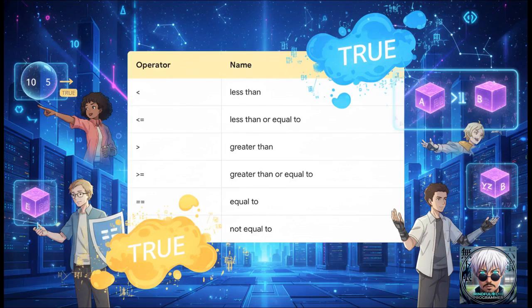So how do we get one of those true or false answers? Well, we use these things called comparison operators. They let us ask really basic questions like, is this number less than that one? Or are these two things exactly equal? The answer to any of these questions is always, without fail, a Boolean value, either true or false.